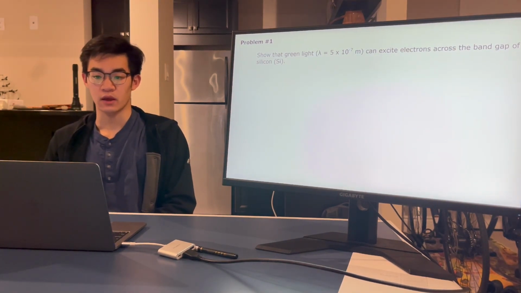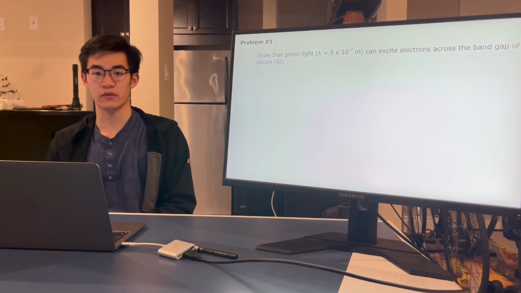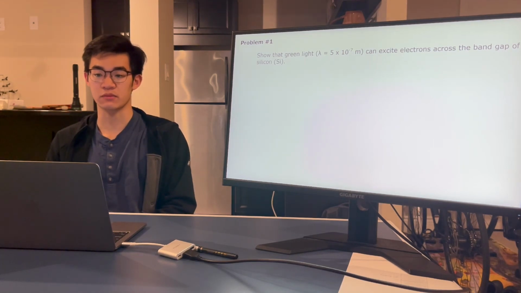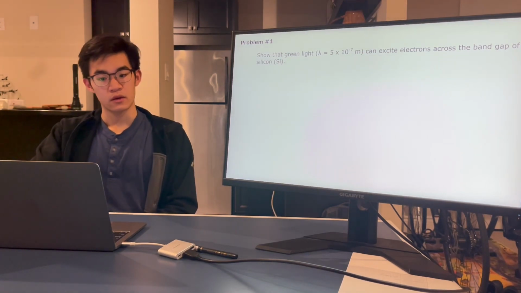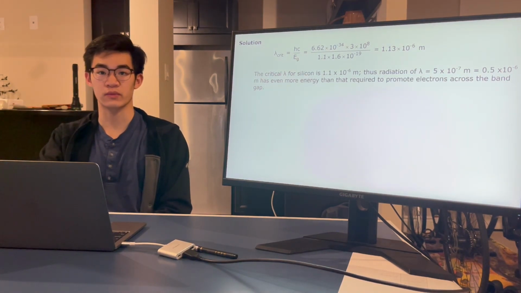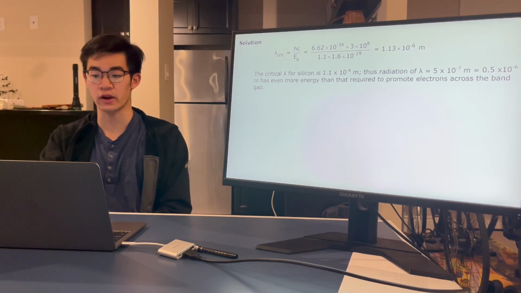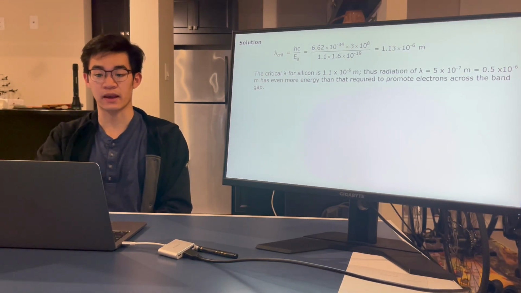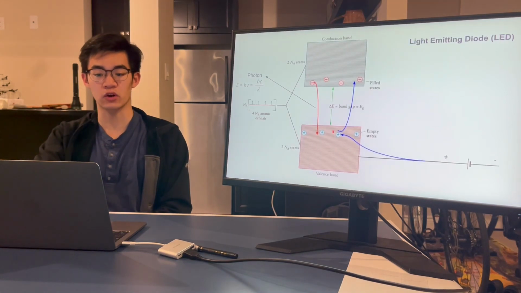Problem 1. Show that green light with a wavelength of 5 times 10 to the negative 7 meters can excite electrons across the band gap of silicon. How do we solve this problem? First, we need to calculate the critical wavelength of silicon, which is the minimum wavelength, or minimum energy, of a photon required to cross the band gap. As you recall, we need to promote an electron from here up until here.